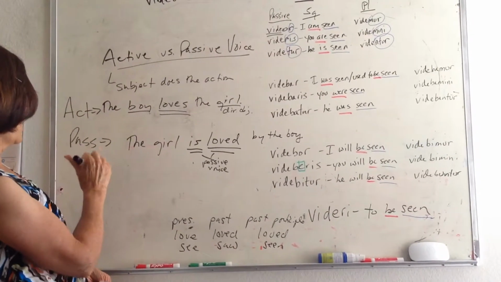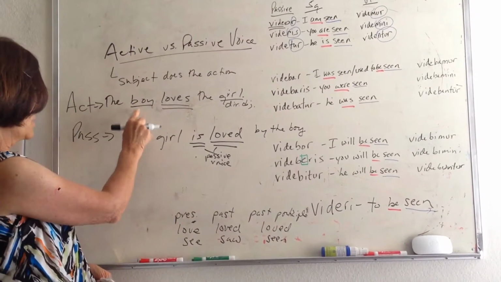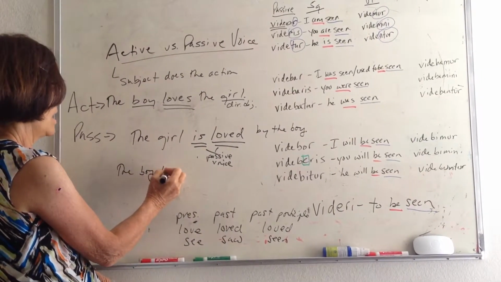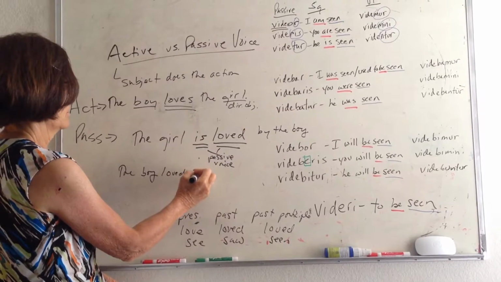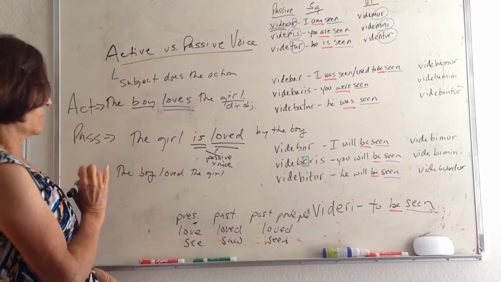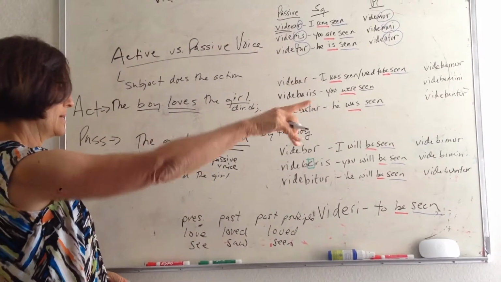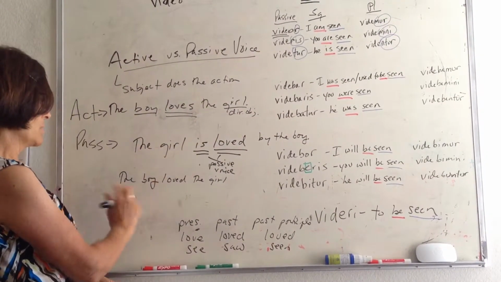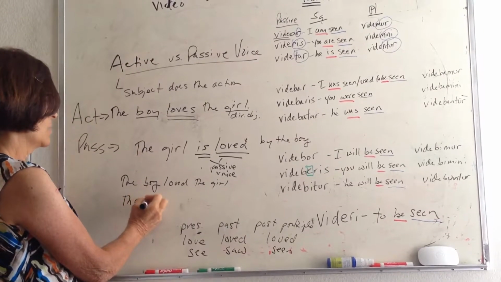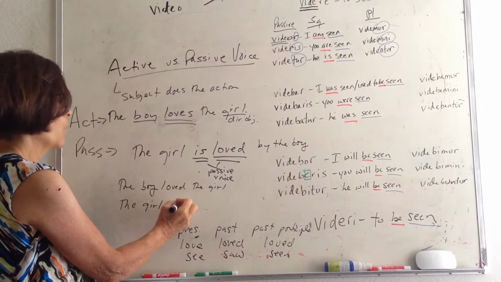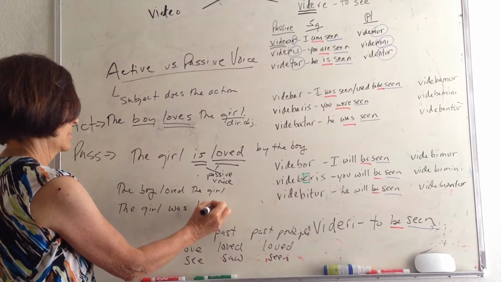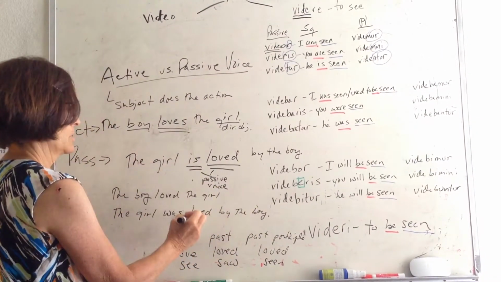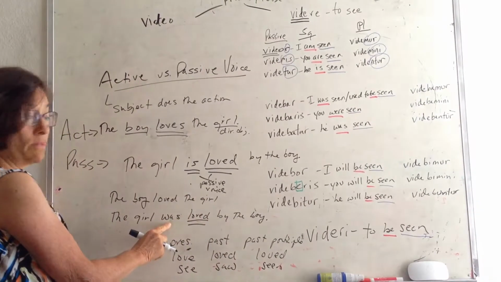Okay, just a couple more examples. What if I put this in past tense? The boy loved the girl. Okay? All right, so active voice, boy's doing the action in the past tense, but now in the passive voice, how would I put that? The girl was loved by the boy. Notice I didn't change the past participle. It's still loved.